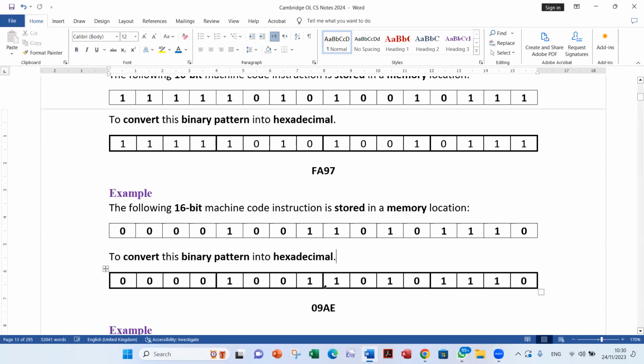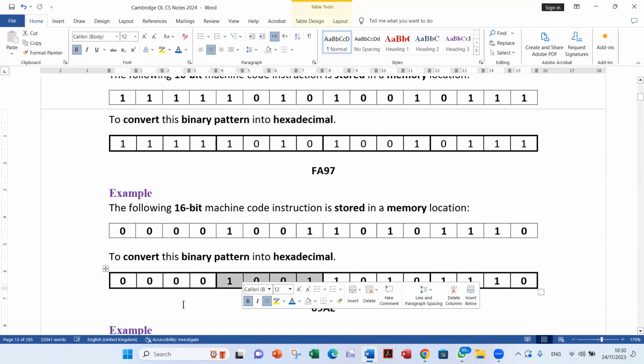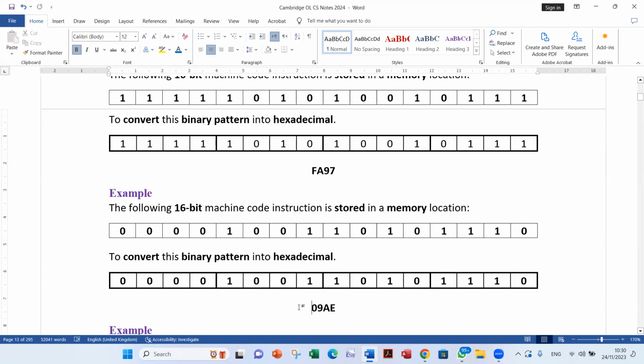This is 1, 0, 1, 0. Now I can recall that 1, 0, 1, 0 is 8 plus 2. It is 10, and 10 is A. And this 1, 0, 0, 1, this is 9, because it is 8 plus 1. And this is 0, 0, 0, 0, and this is 0.